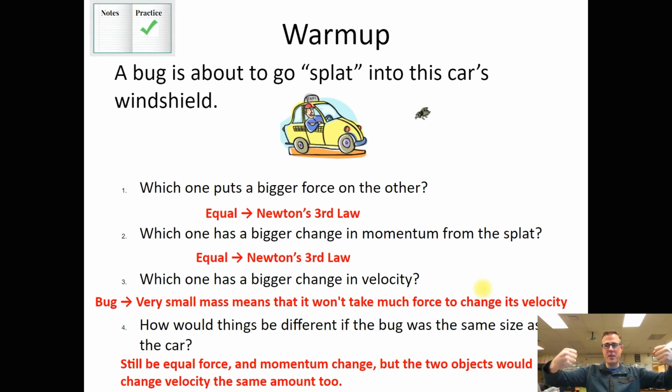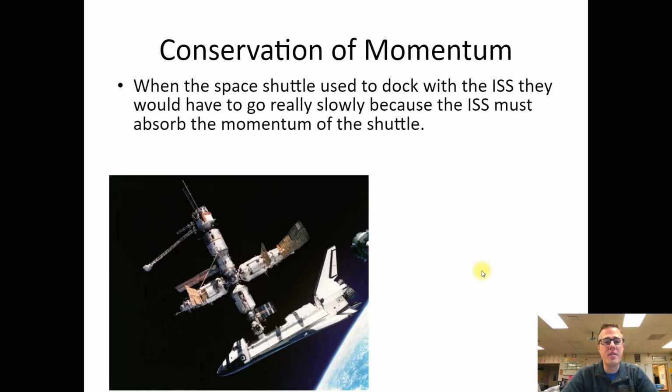So if you had 2 identical objects crashing into each other at the identical speed, the same change in velocity would happen in that case. So today we're going to do calculations, and I wanted to bring up an example of why knowing how to do these calculations is really important to a particular group of people, and that would be NASA.